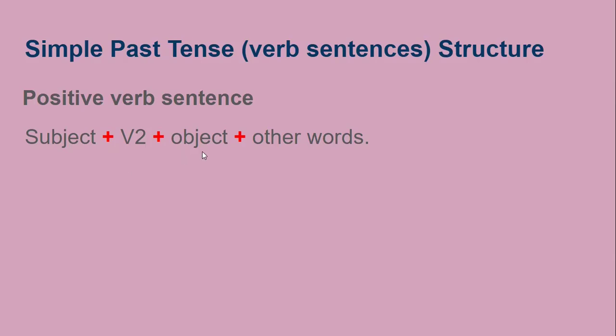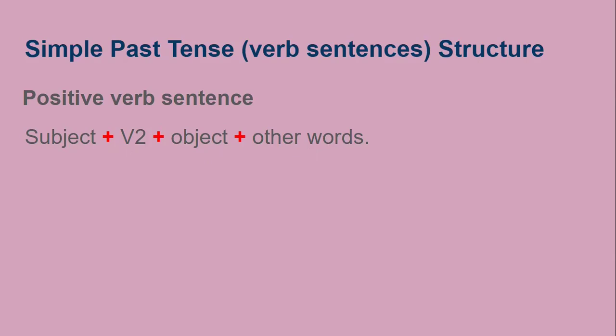After that, you've got an object. An object, of course, is a person or a thing that is getting or receiving the action from the subject. And then after that, you have other words. So that's the structure of the positive verb sentence in the simple past tense. Subject, past form of the verb, V2, second form, then object. After that, other words. All right?